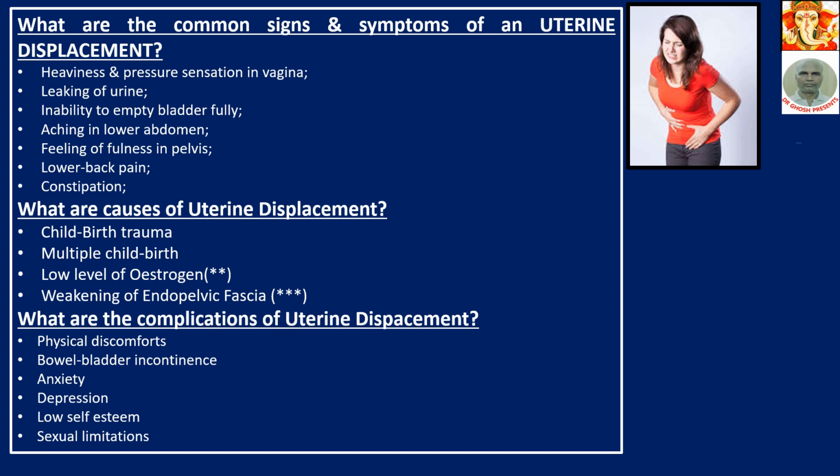According to the latest information, the actual reason is this. The endopelvic fascia maintains the uterus in position. If this fascia gets weakened, then displacement happens. Now, why does this weaken? Due to a low level of estrogen. Low level of estrogen causes weakening of the endopelvic fascia. Weakening of the fascia gives rise to this displacement. This is present information, the latest information. Information generally changes.